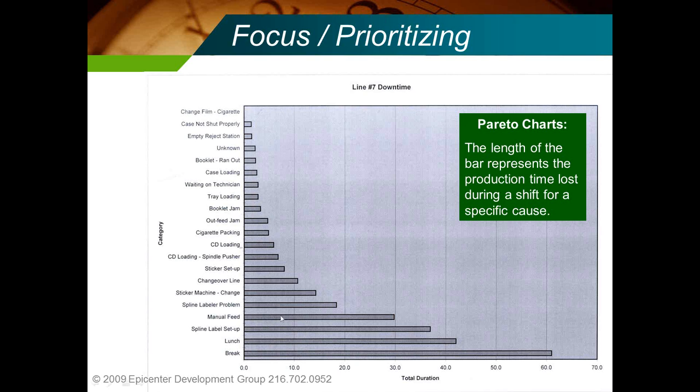So this is, again, an actual project. This was for Sonopress. We looked at downtime, whenever the production line went down, why. And you can see here, this is in terms of time. The top one was break. So you could look at, well, if we want to do staggered breaks, we would eliminate this downtime, about 60 minutes in a shift. We had lunch. We had the spline label setup, manual feed. Again, the point is, if you're trying to worry about the time it takes to load the tray, it's a very small amount of downtime relative to some other things. Kind of helps you quantify that.